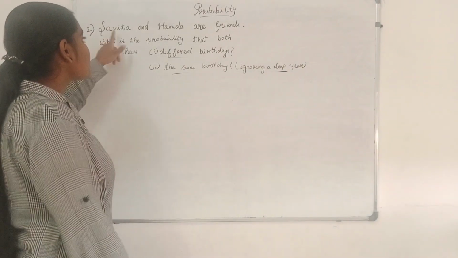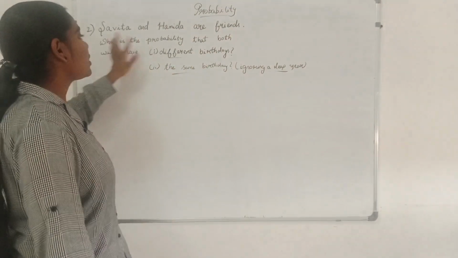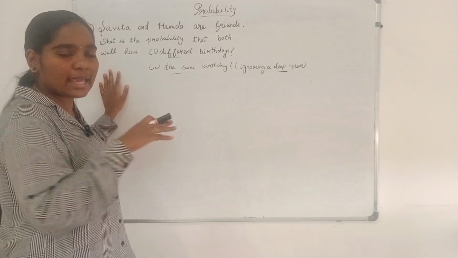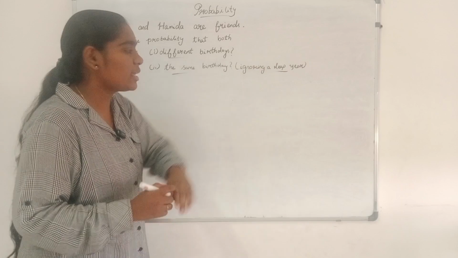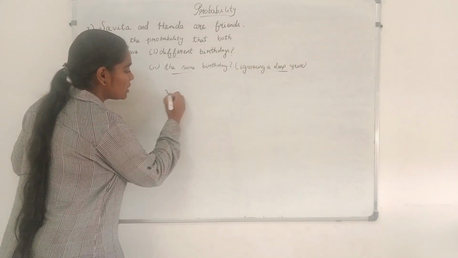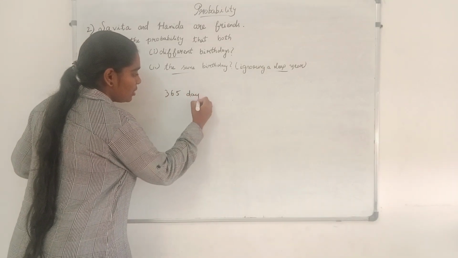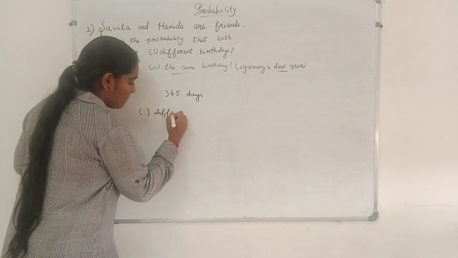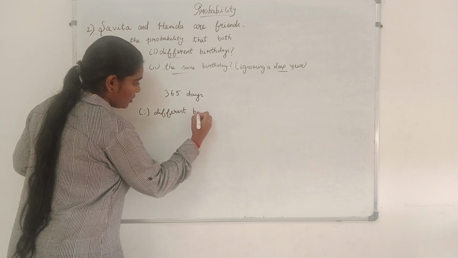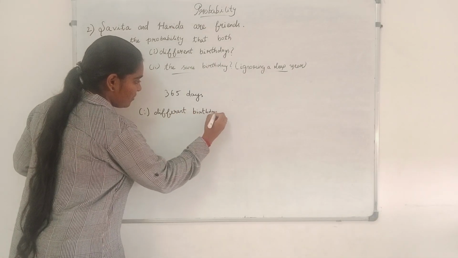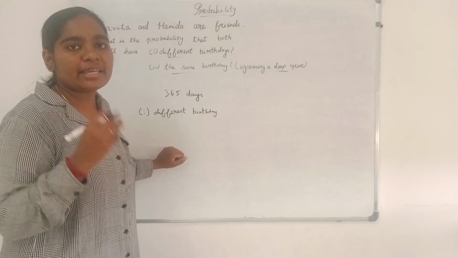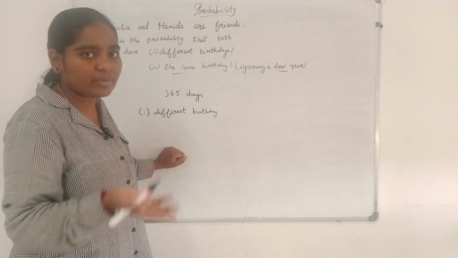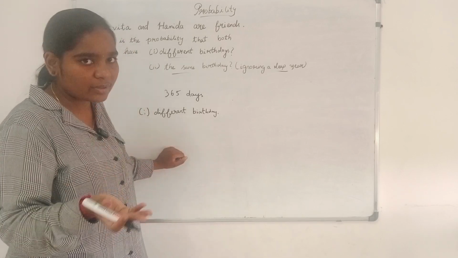In this question, Savita and Hamita are friends. What is the probability that they both will have different birthdays, same birthday? We have to ignore the leap year, so there will be 365 days. First question is different birthday. We can assume E be the event of getting different birthday. That is, Savita's birthday is different from Hamita's and Hamita's birthday is different from Savita's.